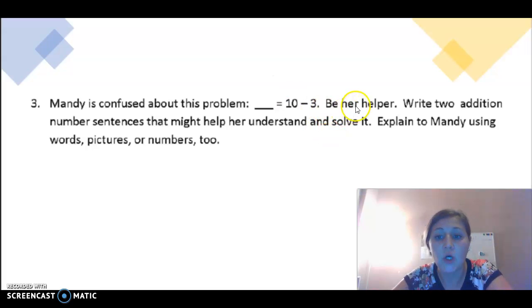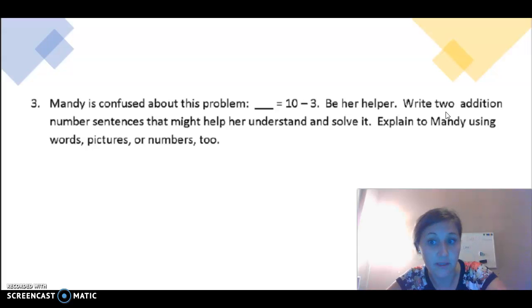You need to be her helper. You'll write 2 addition number sentences that might help her understand and solve it. Explain to Mandy using words, pictures, or numbers too.